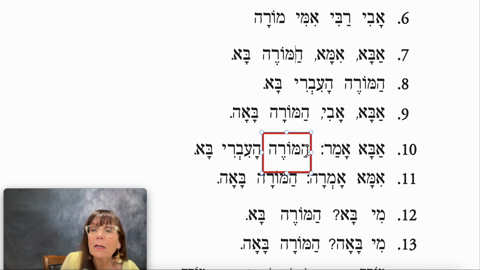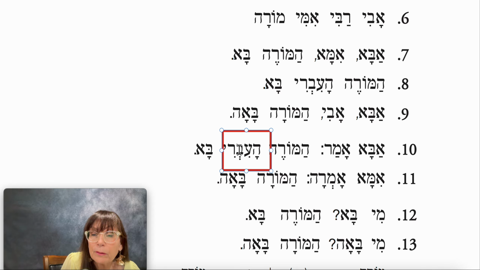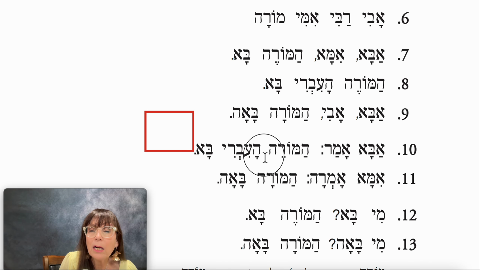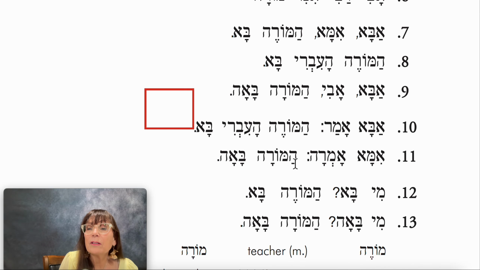Hamoreh ha-ivri. So right here, this V with the two dots under it means the syllable ends right there. Ha, no, ivri ba. The Hebrew teacher is coming. Hamoreh ha'ivri ba.